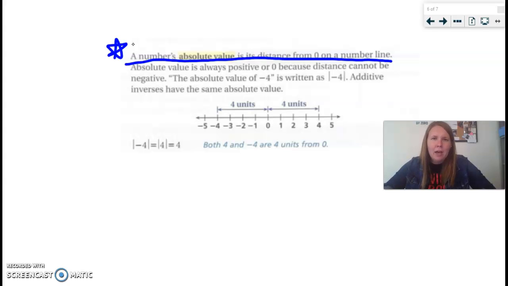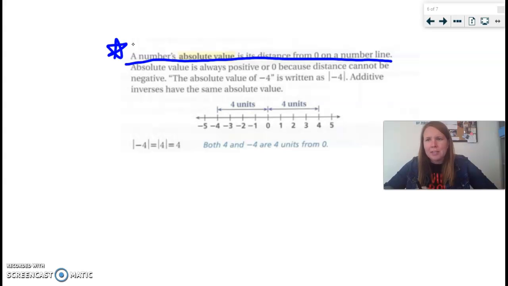So then it says absolute value is always positive or 0 because distance cannot be negative, like I was saying. The absolute value of negative 4 is written as so. You have these two lines and then the negative 4 inside. Additive inverses have the same absolute value.